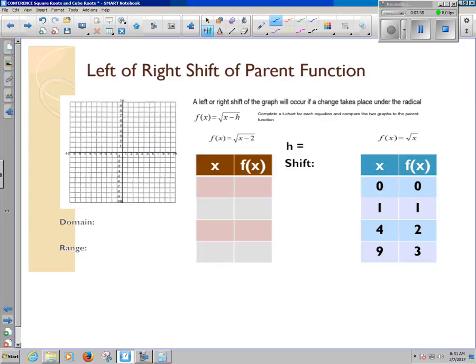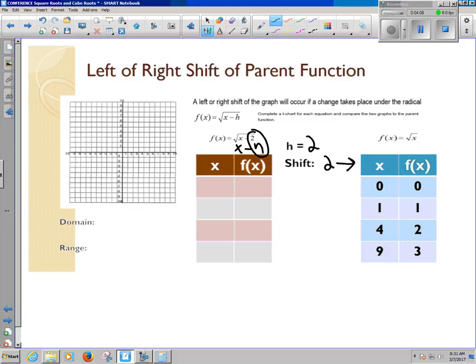So the first thing we're going to look at is shifts left and right of the parent function. Notice this takes place when there's a change underneath the radical. So in our function up here, it says f of x equals the square root of x minus h. So this is going to be a shift h units. So keep in mind there is a minus sign in the formula, so that if I were to try to line this up, x minus h, it's clear to see that h is strictly 2, which is going to be a shift 2 units to the right.